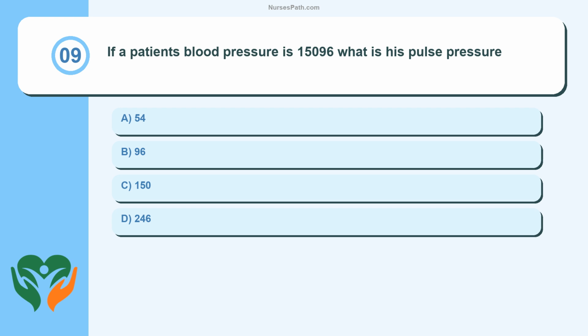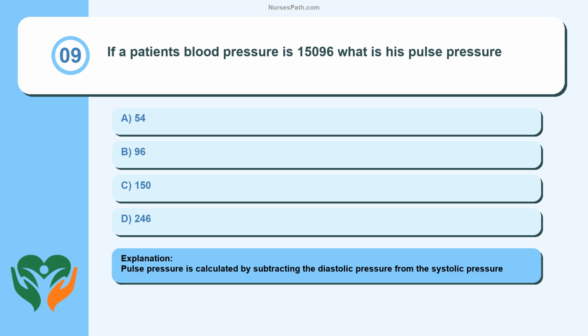Question 9. If a patient's blood pressure is 150/96, what is his pulse pressure? 54. 96. 150. 246. Pulse pressure is calculated by subtracting the diastolic pressure from the systolic pressure.